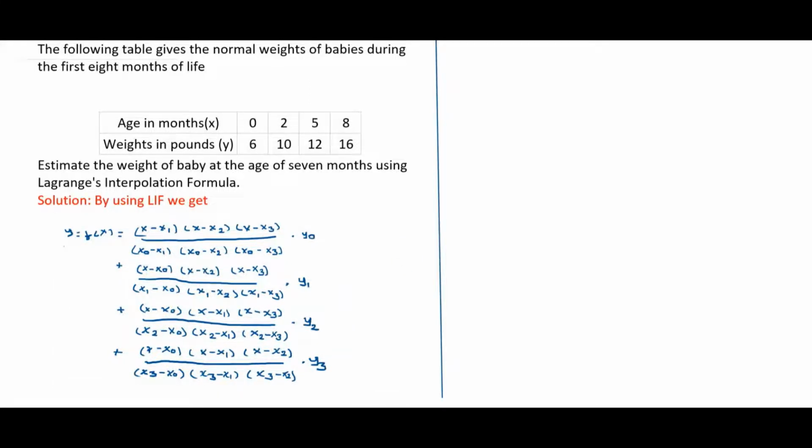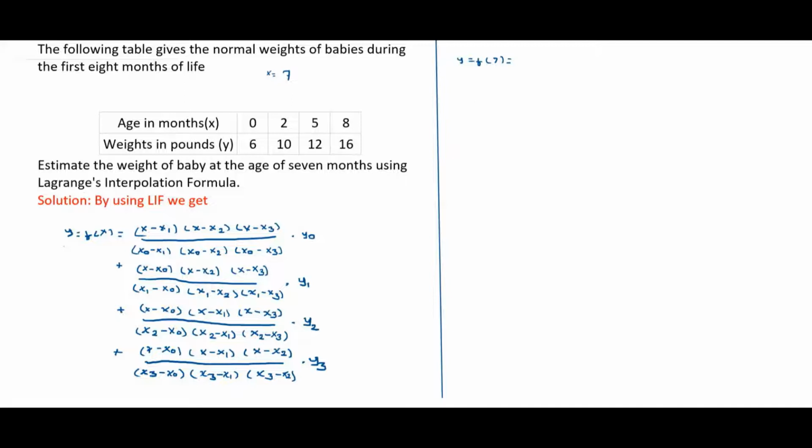Now we have to substitute the value for x. They have asked to estimate the weight of the baby at the age of 7 months. So in this case x is equal to 7. So I will write x is equal to 7 here. Now solution, that is y is equal to f of 7 because x value is equal to 7. And now without formula I will write directly.